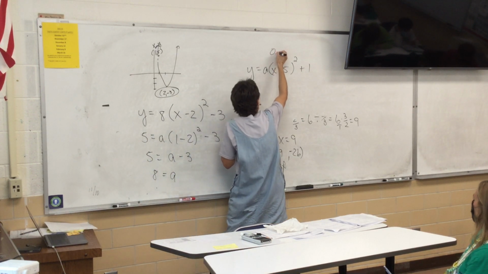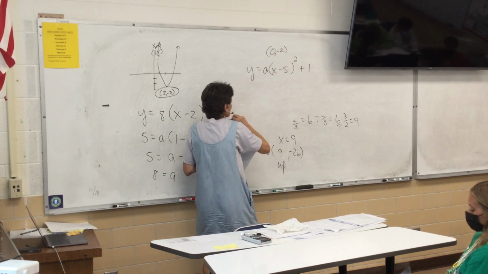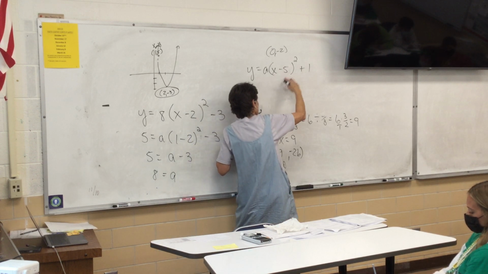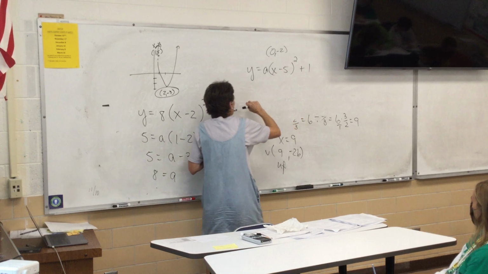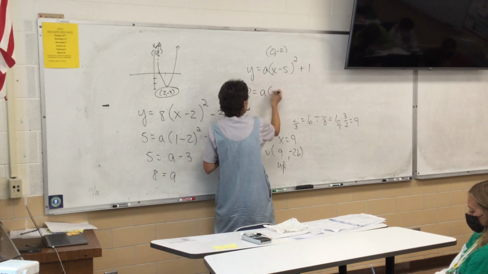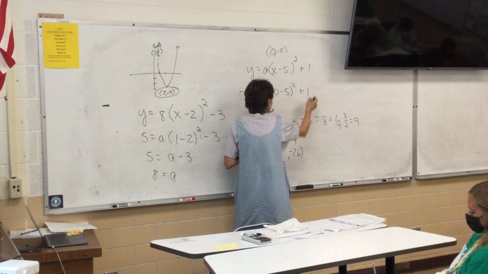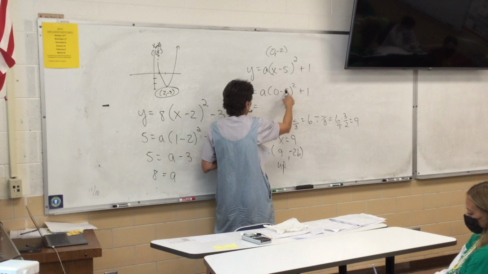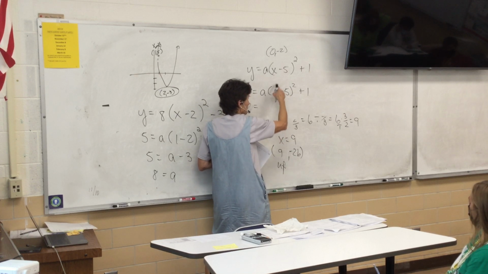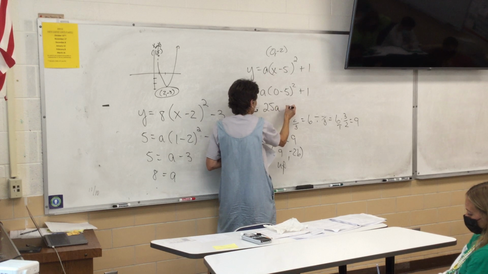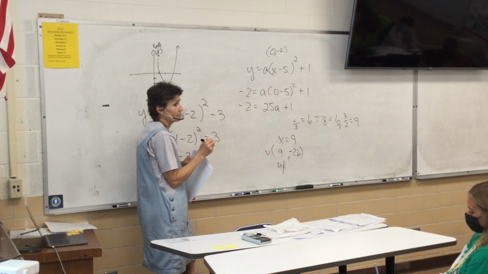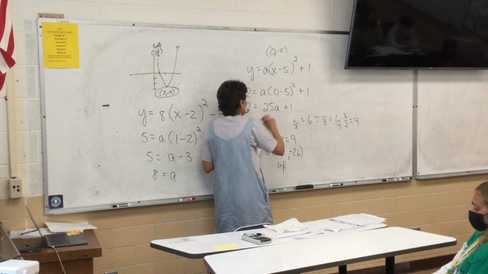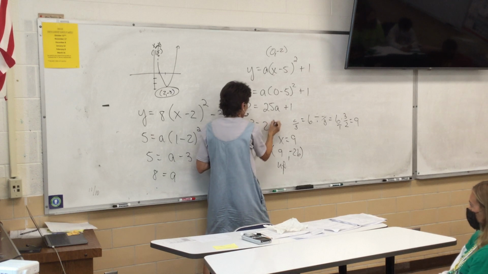So this time, my point is (0, -2). That's my given point. Make sure you're putting the vertex in here. This is the vertex. All right, so -2 equals a times (0 minus 5) squared plus 1. So -2 equals, all right, what's this? 25a plus 1. Do not combine the 25 and the 1. This is 25a plus 1. So -3 equals 25a.